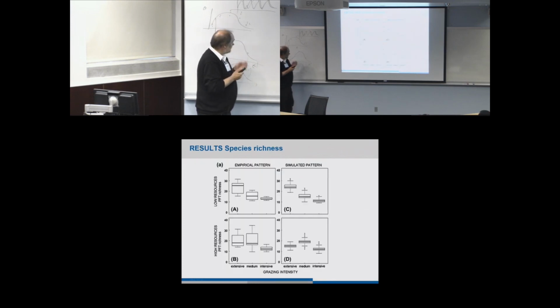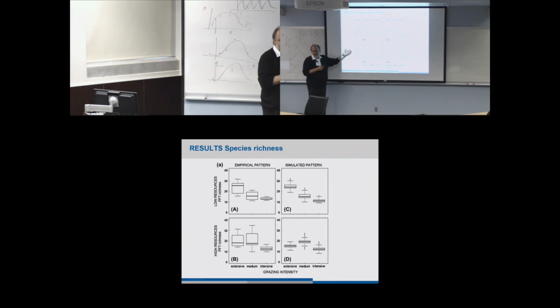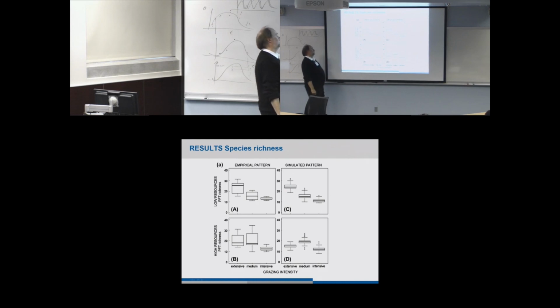And to cut the story short, here's the output. Again, as I started with, is this a good match or not? Here we have extensive grazing, medium grazing, intensive grazing. This is the empirical side. This is the model prediction of simulated patterns. Here we have low resource levels. Here we have high resource level. And the output variable which we look at here is the species richness.